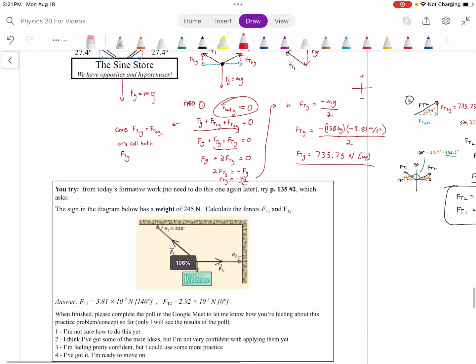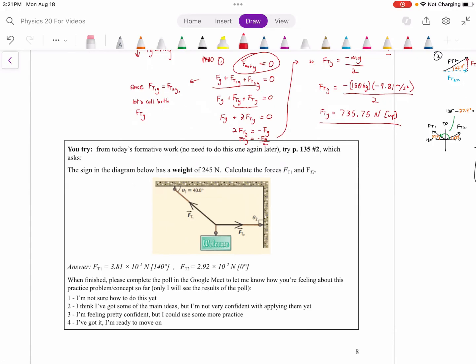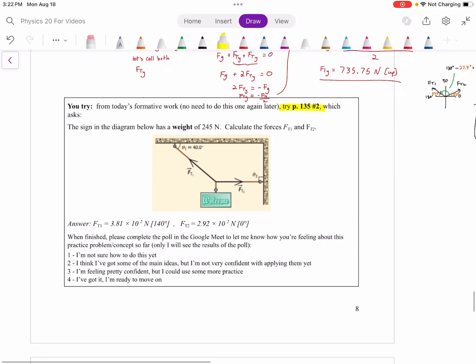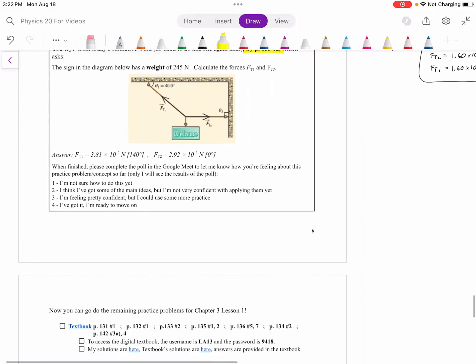All right, so that wraps up the notes and examples for the first lesson of Unit B in Chapter 3, okay? Go ahead and start out with this one, which is a hanging sign problem, but then you are able to do the rest of the practice problems for this lesson, okay? As always, don't hesitate to reach out for help or questions or anything as you go, okay? I'm always here to help, but there we go. Unit B has begun. We are done the first lesson.